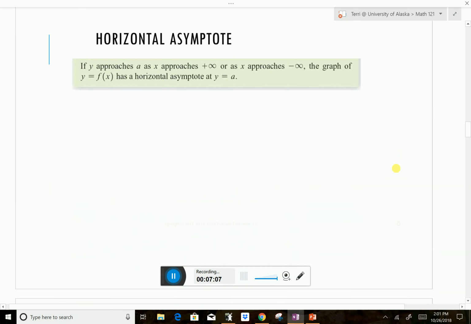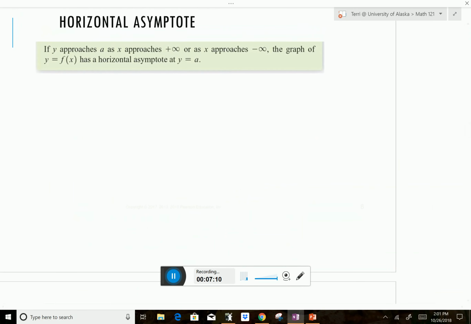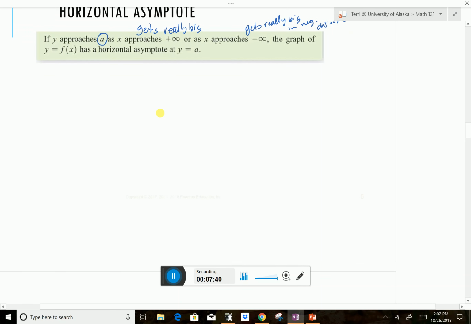Okay. A horizontal asymptote. If y approaches some number as x approaches infinity, and all this means is x gets really big, or x approaches negative infinity, gets really big in the negative direction, either way, the graph of y equals f of x has a horizontal asymptote at y equals a.